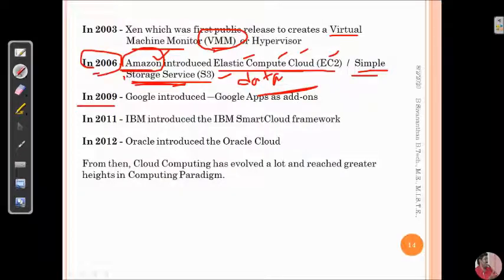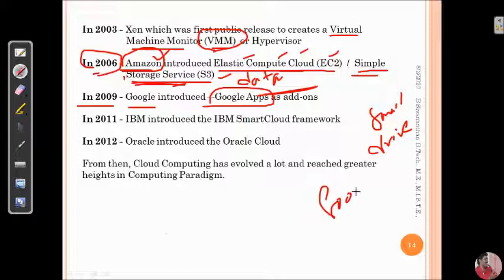In 2009, Google introduced Google Apps. As you all know, we have any number of Google Apps free of cost, like Gmail, Google Drive, and Google Docs. Google Docs is one of the best examples of software as a service. Google Drive comes under infrastructure as a service, and Gmail comes under software as a service. A lot of Google apps were introduced in 2009 free of cost, given as an add-on.